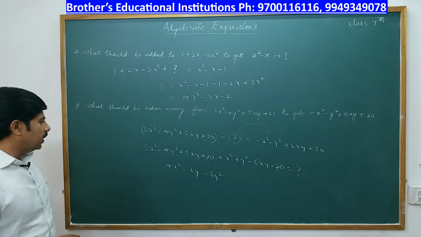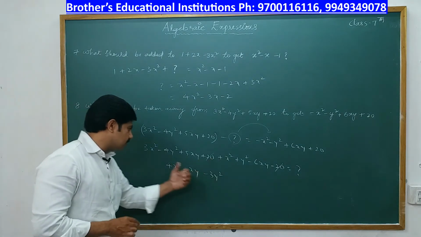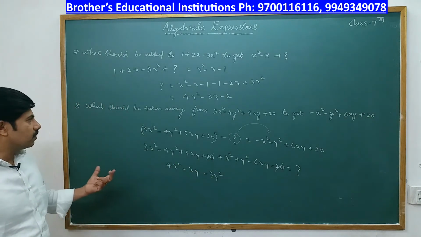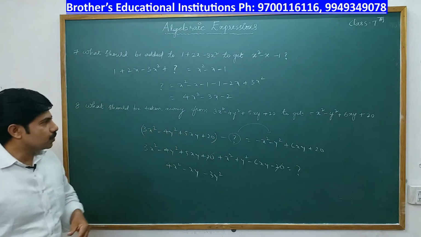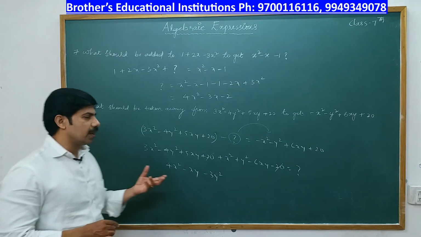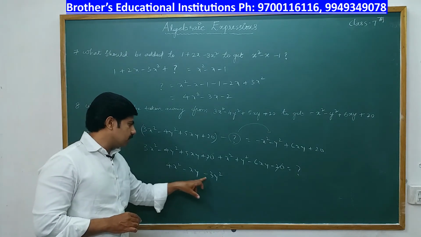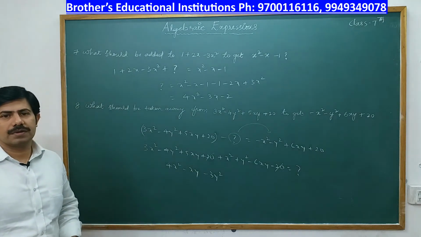Now the xy terms are completed: 5xy minus 6xy minus xy. So the result is, what should be taken away from 3x square minus 4y square plus 5xy plus 20 to get 4x square minus xy minus 3y square.